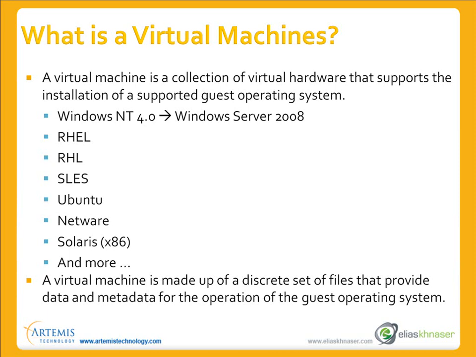Now, as you can see from the list that I have here, these are the supported operating systems that you can install on a virtual machine. A virtual machine is also made up of a discrete set of files that make it possible for the operating system to function. And the beauty of a virtual machine is that it's made up of a set of files. That's what makes it portable. That's what makes it mobile. That's what makes it easy to copy and move around from one host to another.